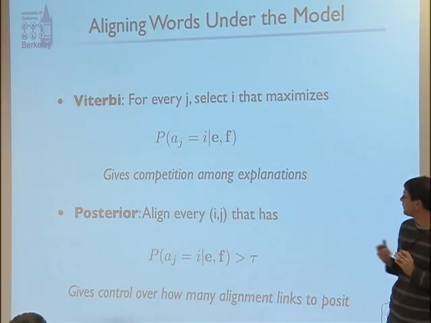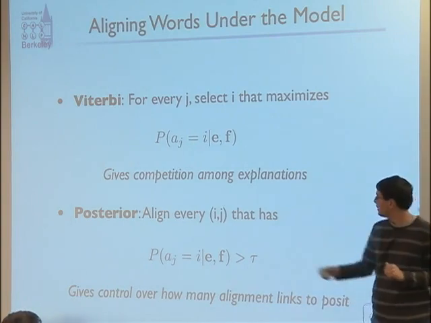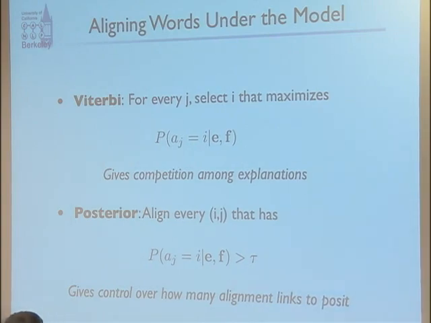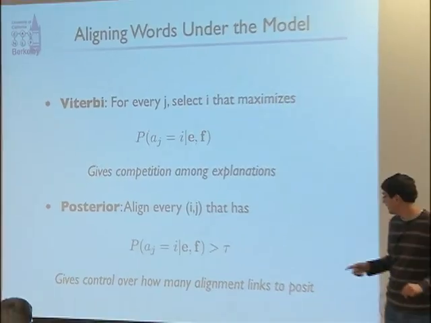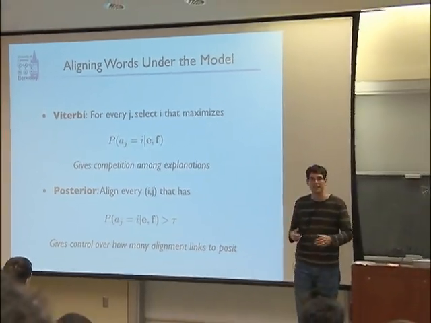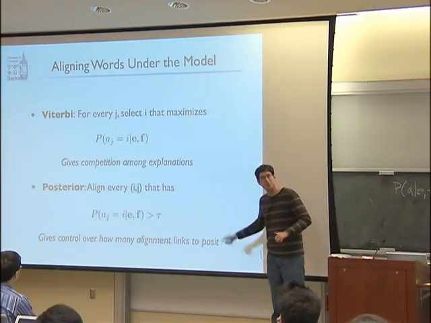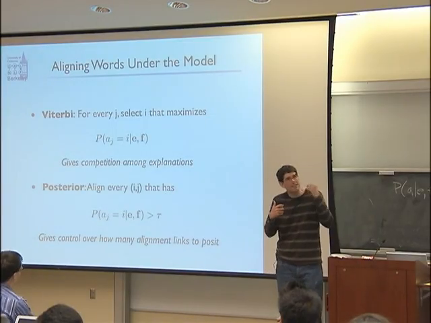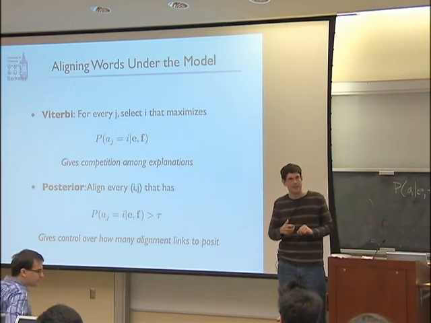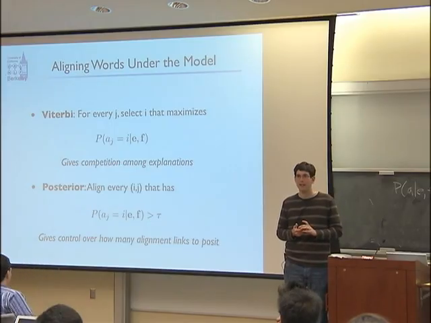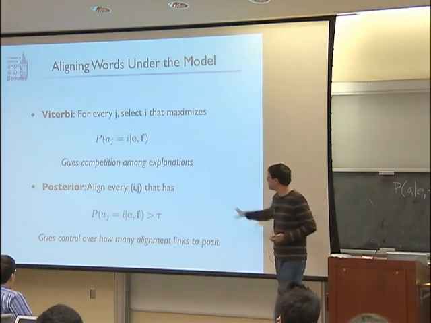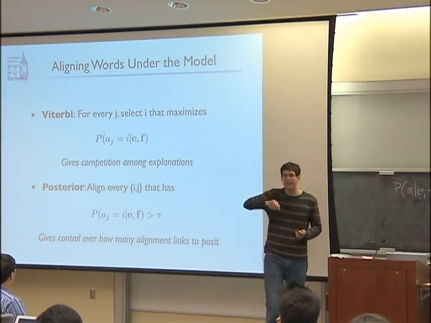Posterior decoding is a little different. It says, for any alignment that seems plausible, meaning its probability is above some threshold, and you could make this threshold pretty low, like 0.1, include that in my final alignment. And this will give us control over how many alignment links to posit. So if I want everything that I think could possibly be the case, then I could use a low threshold. If I only want the alignments that I'm almost positive are there, then I can use a threshold of like 0.9. This gives us some leverage of using the predictions under the model to decide exactly what I want to line up.